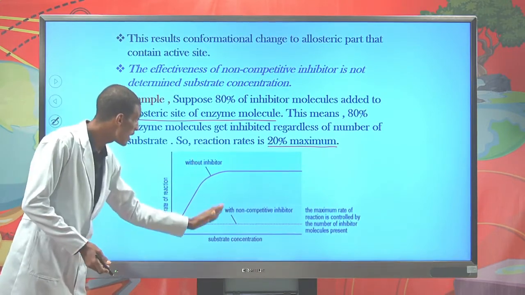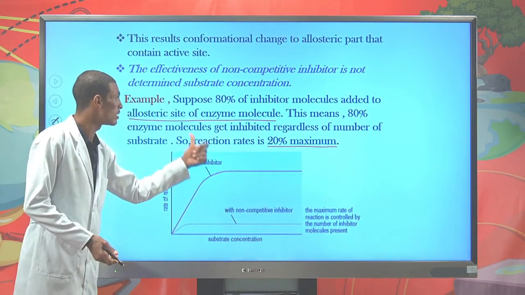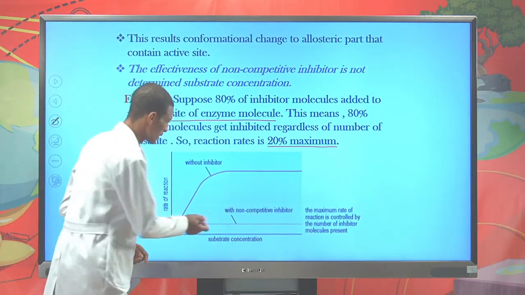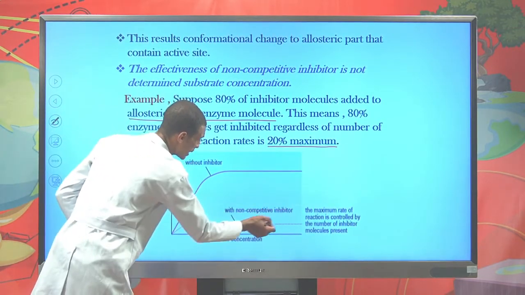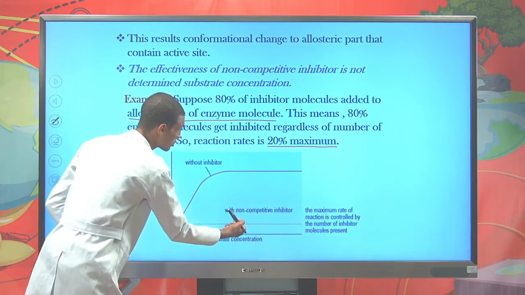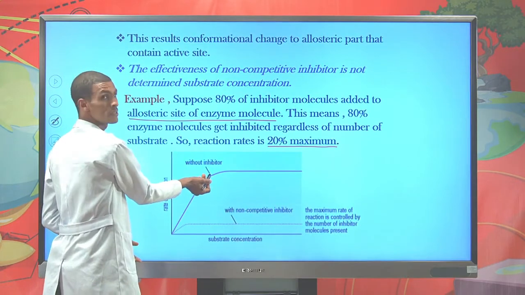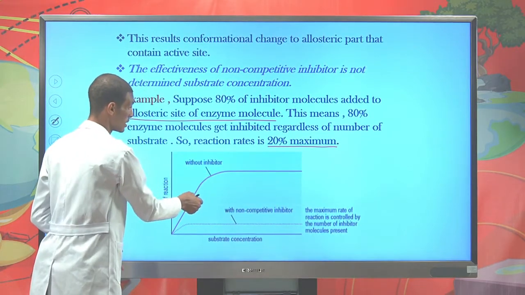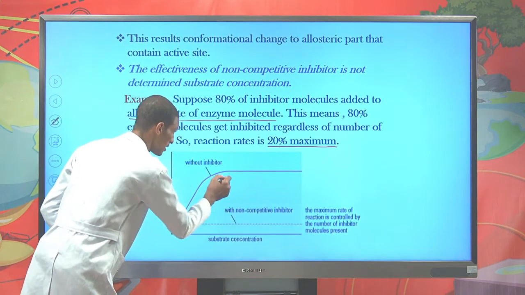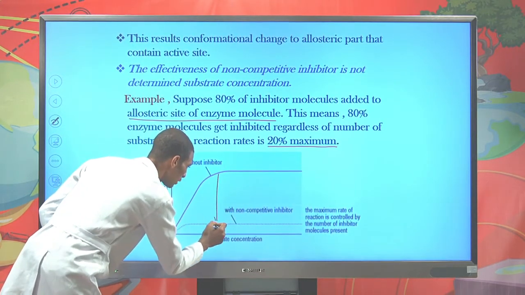So, this is highly affected when compared to competitive reversible inhibitor. So here, with non-competitive inhibitor, the rate is highly reduced. If you add substrate concentration to here, you cannot get back to here. Without inhibitor, it is this one. And again, in the presence of non-competitive inhibitor, the reaction is highly dropped to this one.